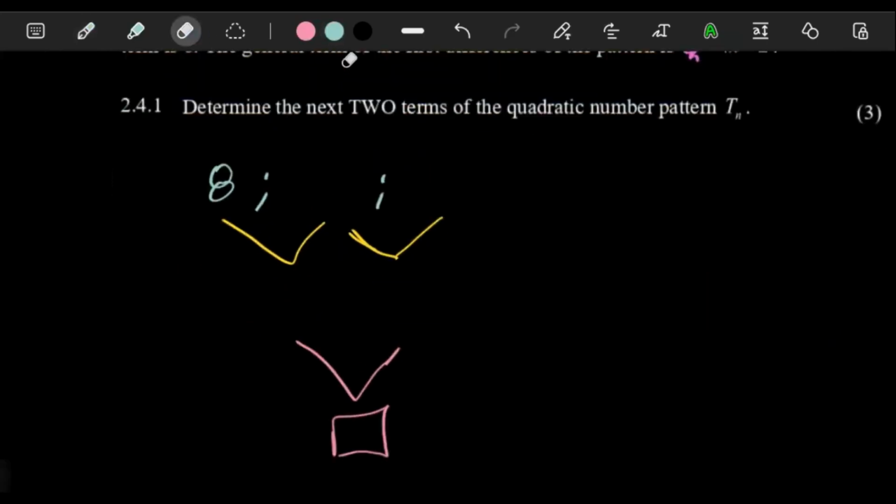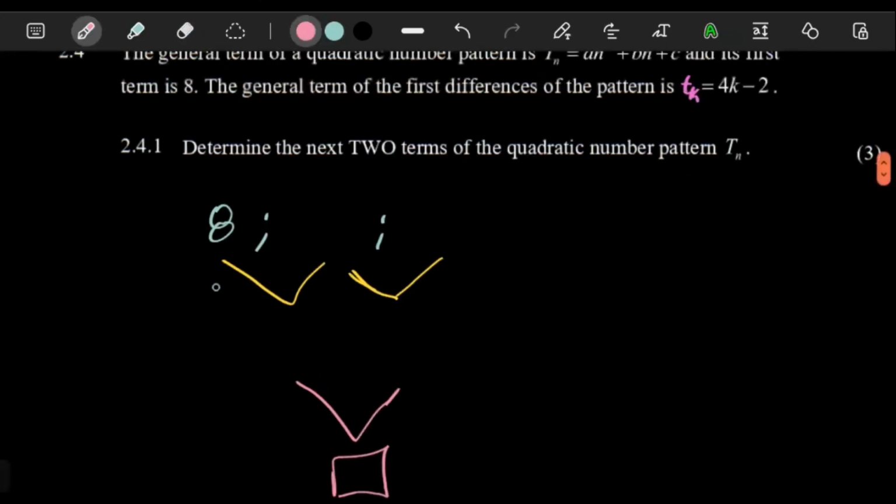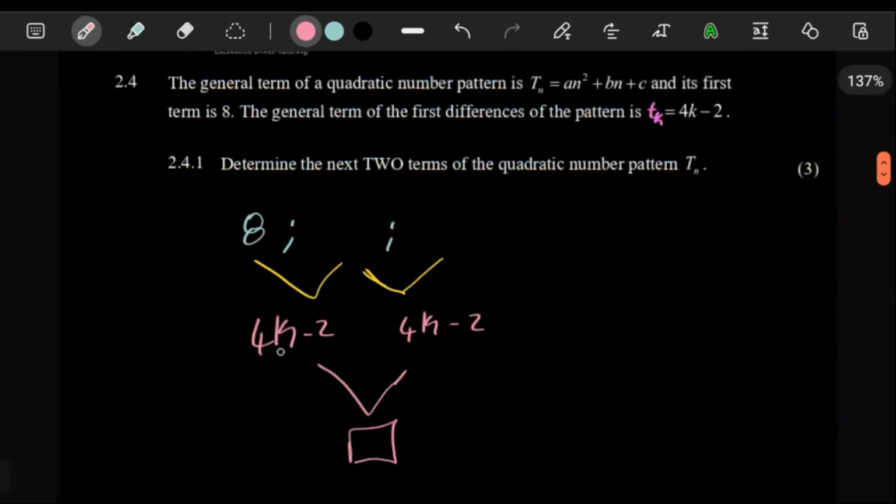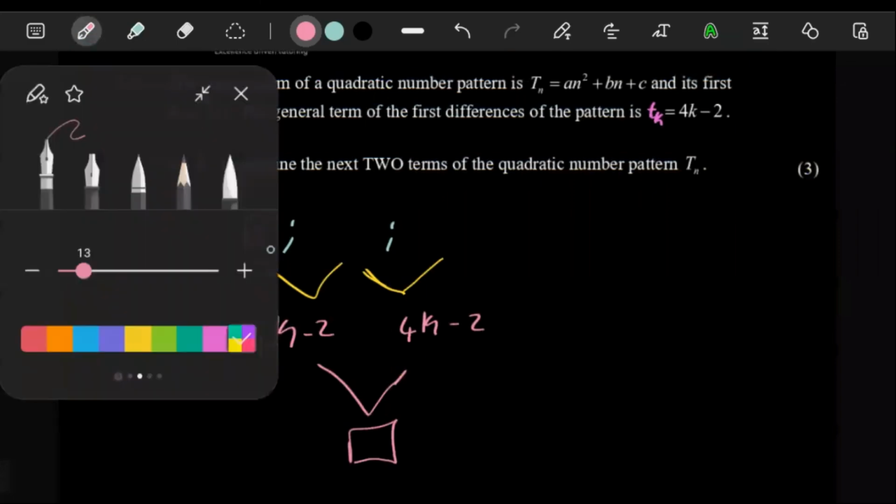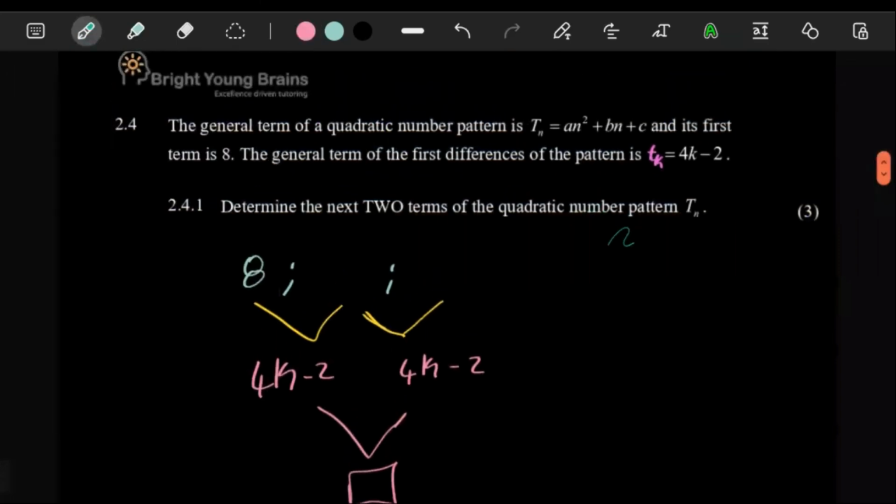So here the only thing we have is our 4k minus 2, and then here also 4k minus 2. For us to get whatever is in this position, we can just put 1. For whatever is in this position, we can just put 2. So let's do that. In the sequence they gave us, where k is, we can just put 2 over there. Why am I doing 2 first? Should have just done 1 first. But anyways, let's just see what these answers are.